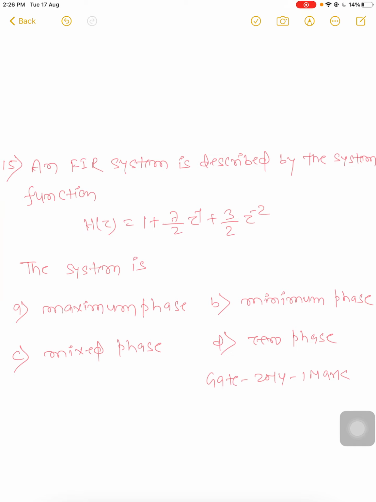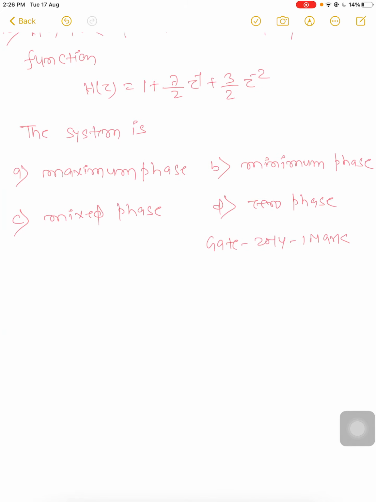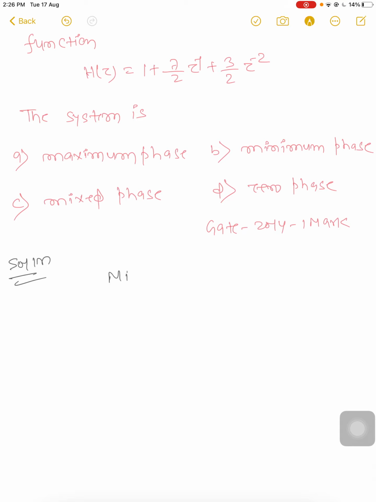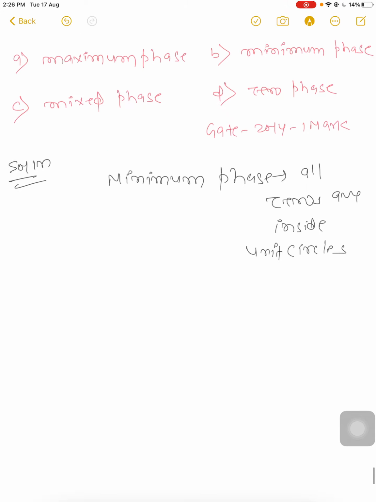FIR system and describe the system function H(z) as given. We have to find out whether the system is maximum or minimum phase. Let's see, here is the given maximum phase, minimum phase, that's why I am giving the concept of minimum phase. Minimum phase means all zeros are inside the unit circle. Okay, maximum phase, all zeros are outside the unit circle.